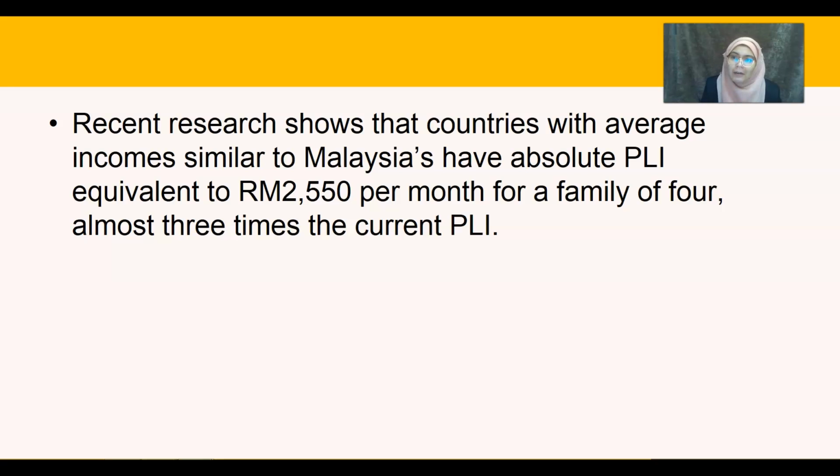However, we use 980 ringgit. But if we compare to other countries with a similar average income and a similar status, our PLI is supposed to be 2,550 ringgit, which is 3 times the previous PLI. No, this is not the current one. The current one that I said just now was announced in July 2020, about 5 months ago. But the 3 times is against the previous PLI, which was the PLI of 2016.